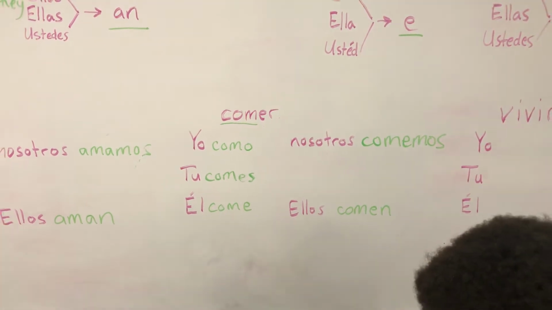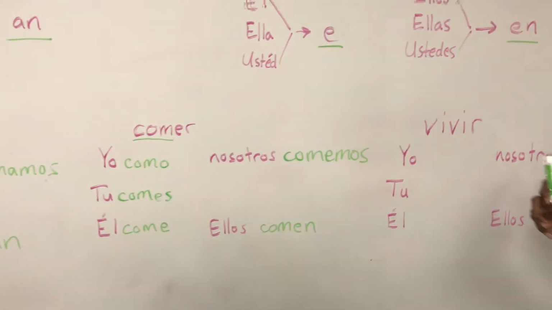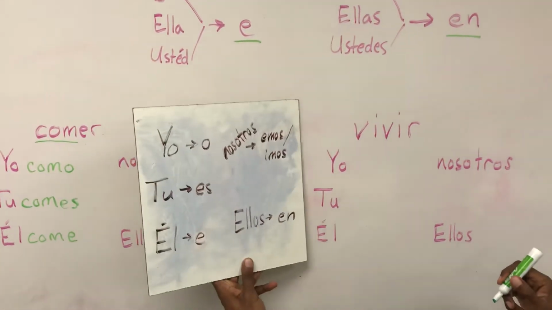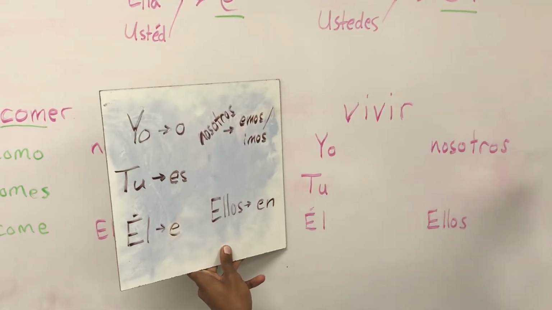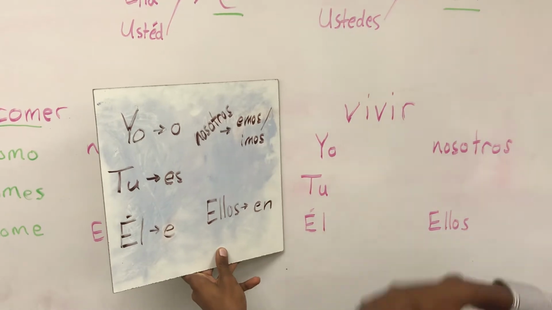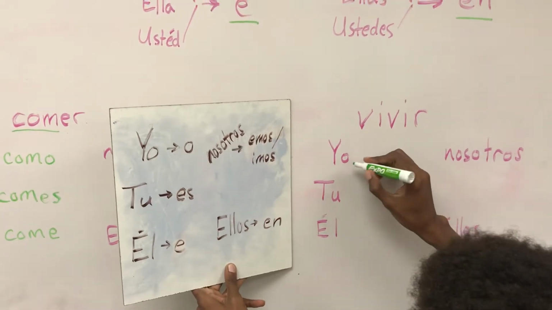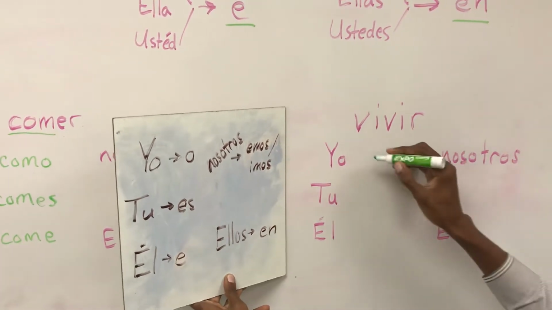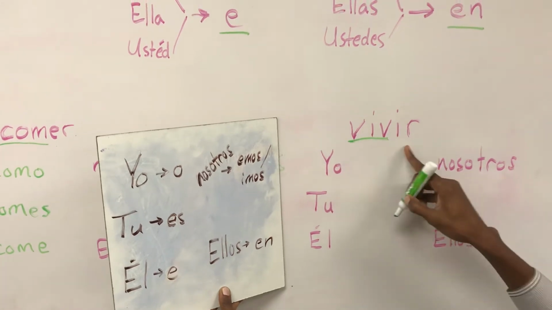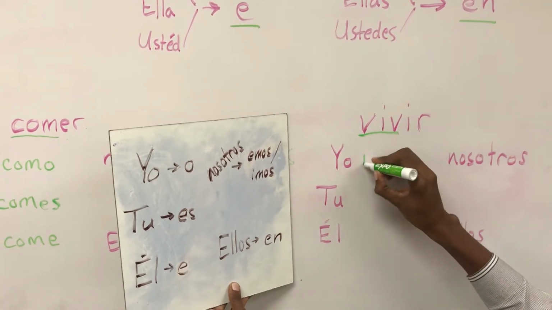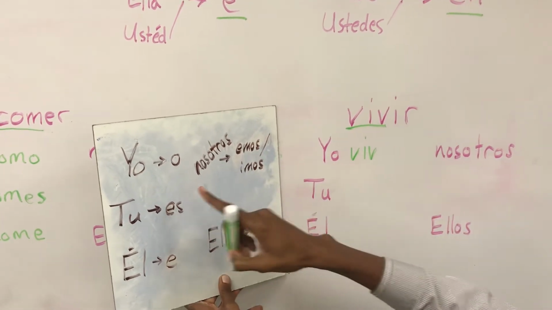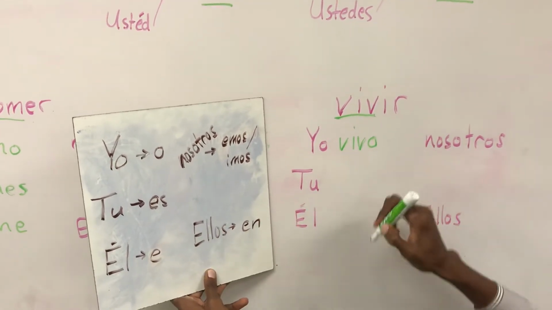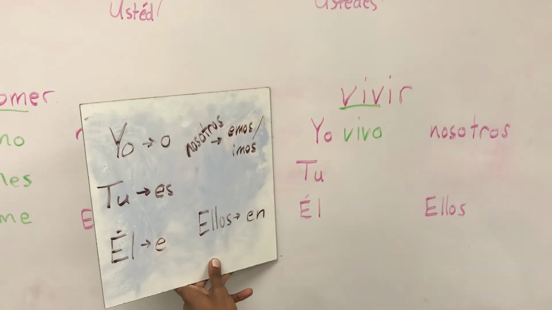All right, let's look over here at vivir. Vivir, which means to live. Okay, living la vida loca. Oh, no, that doesn't say vivir, never mind. Anyways, so yo, let's write the stem here. Forget the IR. So the stem is viv. All right, you add an O for yo. Yo vivo, just like ER, just like AR.